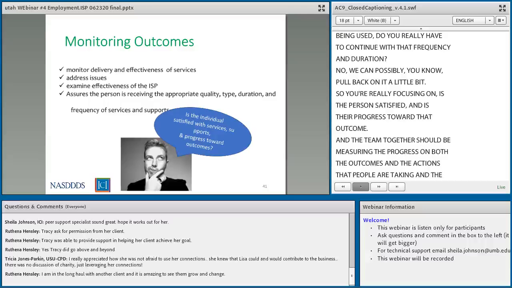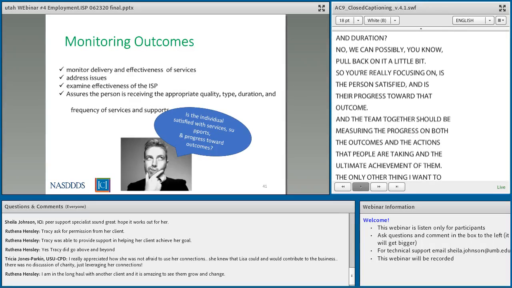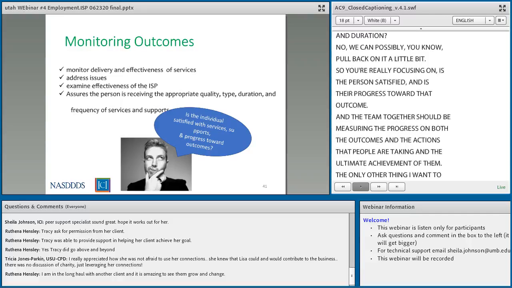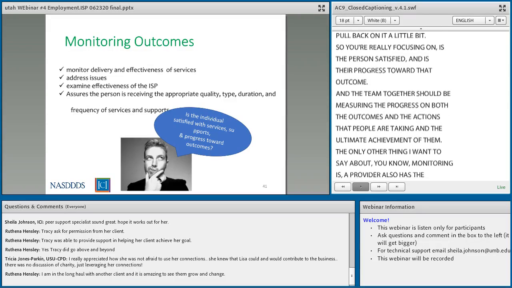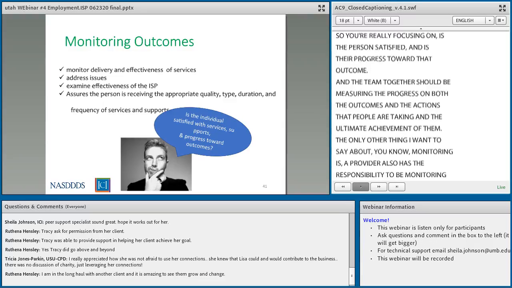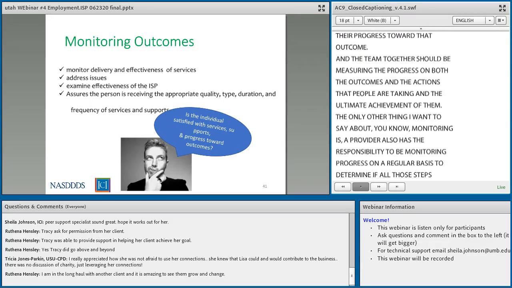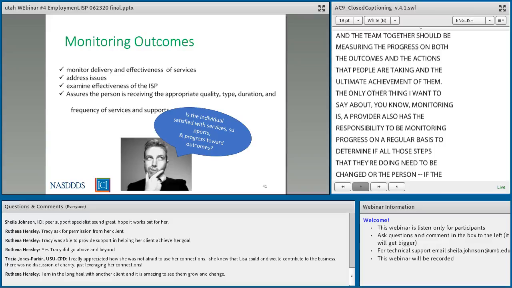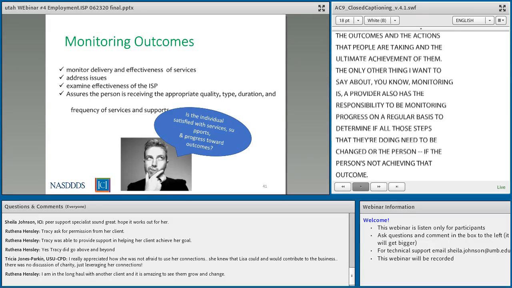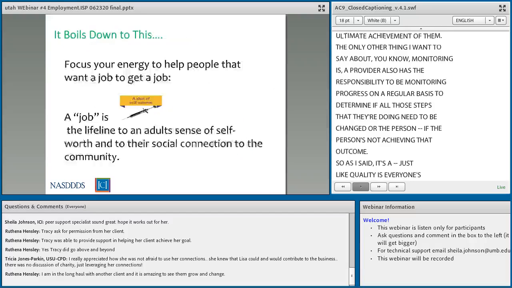The only other thing I want to say about SC monitoring is, a provider also has the responsibility to be monitoring progress on a regular basis to determine if all those steps that they're doing need to be changed, if the person's not achieving that outcome. So as I said, just like quality is everyone's business, helping a person reach their employment goals is also everyone's business.